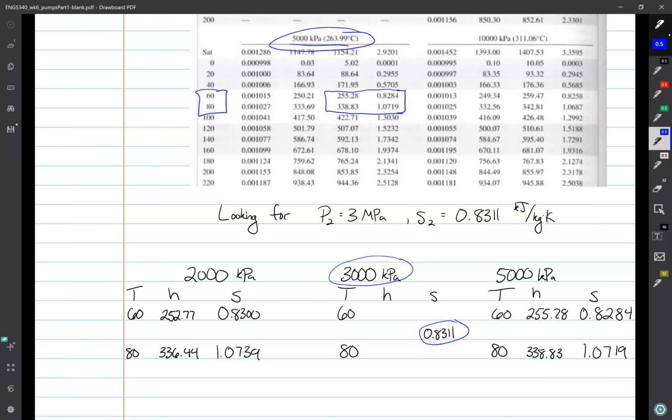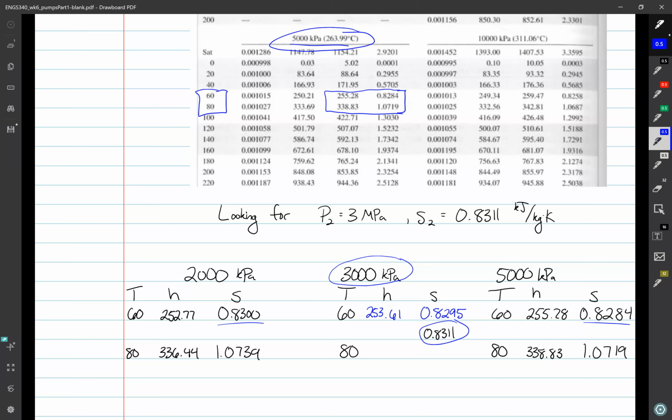So first we're interpolating between this value and this value at 60. If we do that, we get 0.8295. I'm not going to actually do all the plugging in, but you can see we're in between those two values, a little bit closer to 0.8300 because we're a third of the way between 2,000 and 5,000. And same thing for the enthalpy. If we interpolate between those two values, 252.77 and 255.28, we get 253.61.